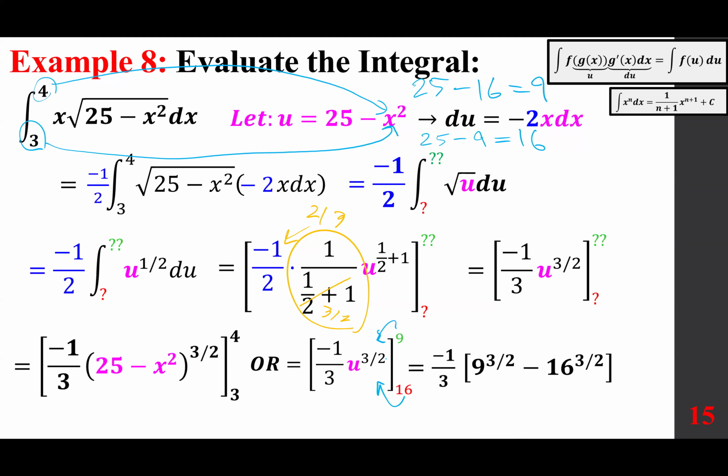This is elementary algebra, but it's 9 to the power of 3 halves. I mean, square root of 9 cubed, which means 3 cubed, which means 27. What about 16 to the power of 3 halves? Square root of 16 cubed, 4 cubed is 64. Their difference, negative 37, multiplied by negative 1/3, you get positive 37 thirds, and you're done.